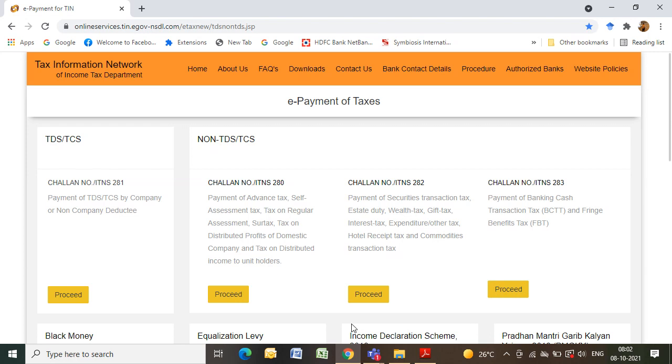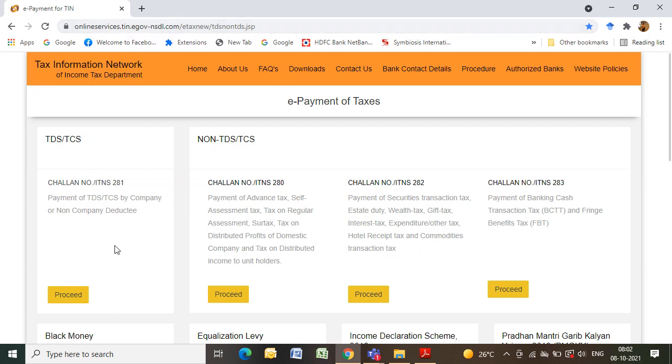So how do I go do this? First, I go into onlineservices.tin.egov-nsdl.com. If this information is not available to you or you can't recollect this, then what you can do is just on Google, you can type e-payment for TIN, because TIN is your tax identification number.